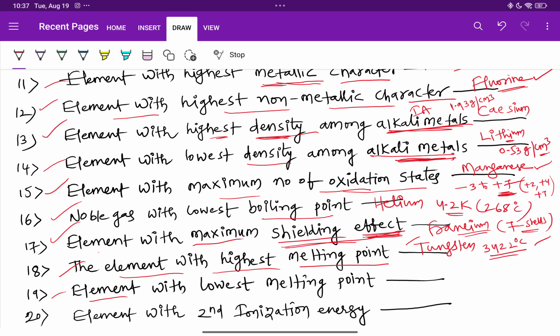And 19th one, element with the lowest melting point, that is helium. Element with the lowest boiling point, element with the lowest melting point, that is helium, nearly 0.95 Kelvin, nothing but minus 272 degrees Celsius.